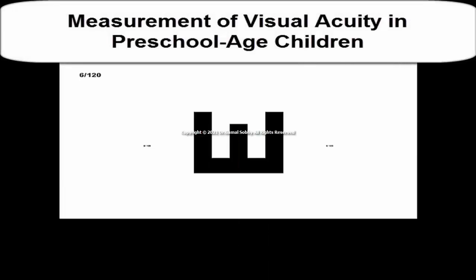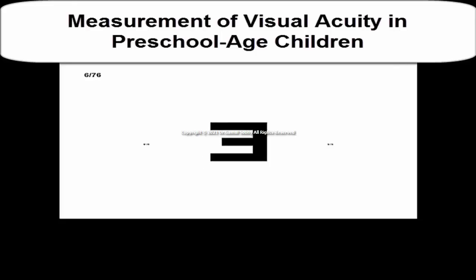Measurement of visual acuity in preschool-aged children. Isolated E's. To a preschool child, the E is meaningless, even if it is spoken of by the examiner as an animal with 3 legs. Some have replaced these with the isolated figure of a hand, and in some children this works better than E's.